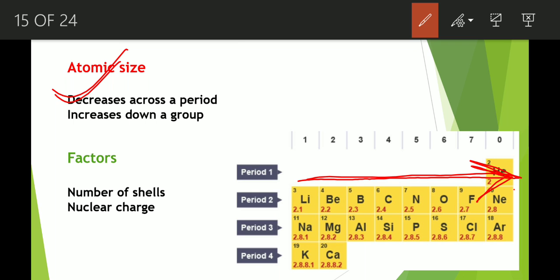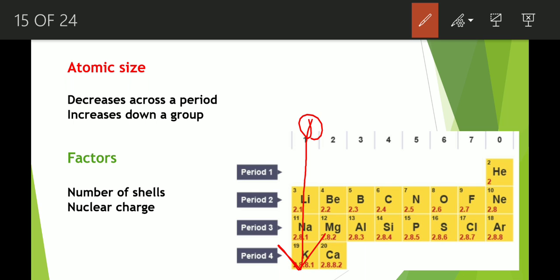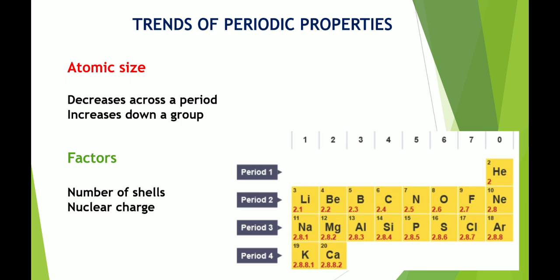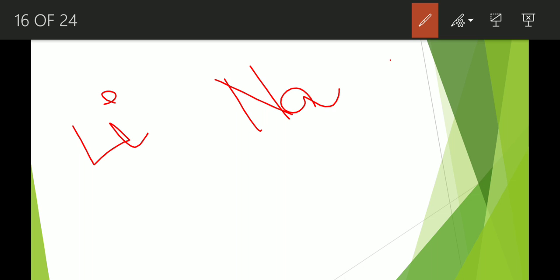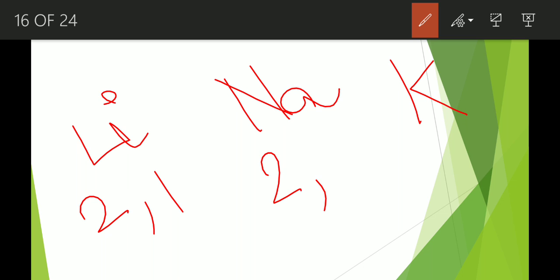Now, if we look at the same trend down the group, that means if we consider group 1, from top to bottom, what will happen? If we take the example of lithium, sodium, potassium, the electronic configuration of lithium is 2, 1, sodium 2, 8, 1, and potassium 2, 8, 8, 1.